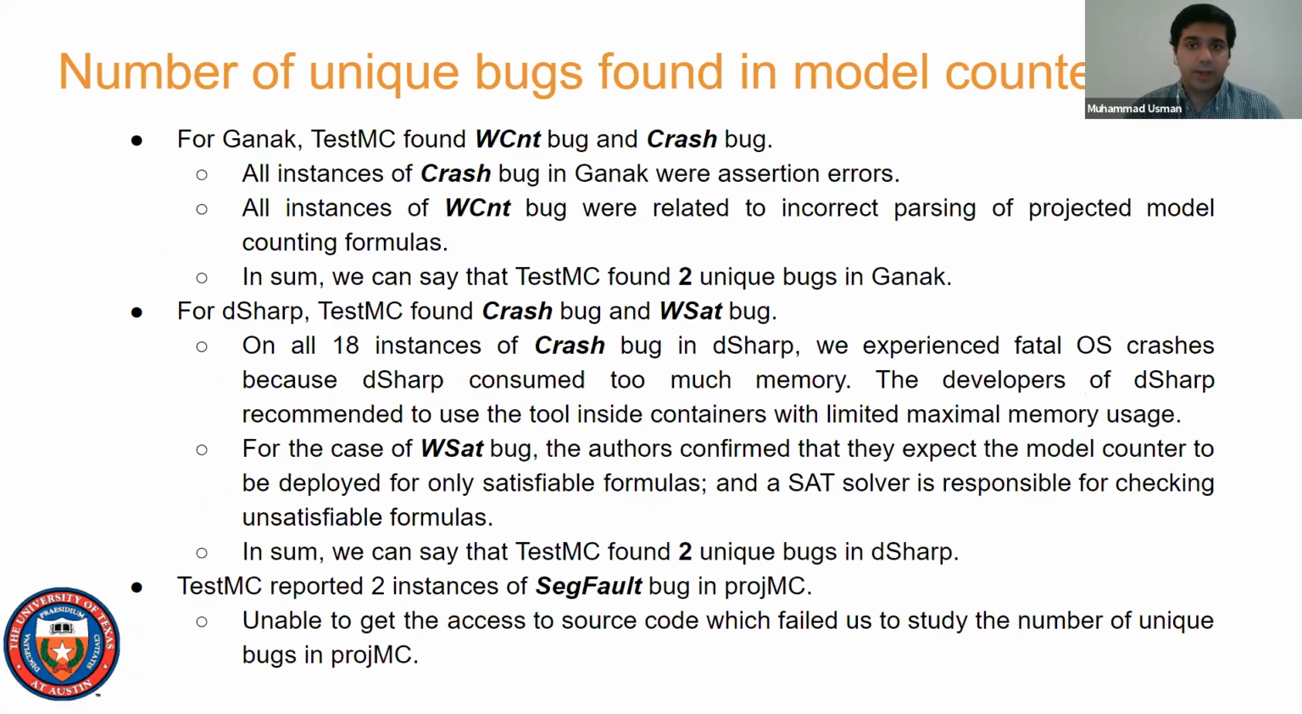All crash bugs in Ganak were assertion errors at the same point in the code. The bugs in the count were related to incorrect parsing of projected model count variables. So we consider them as two separate bugs. For TestMC, the crash bug was because it was using the maximum memory available on the operating system, so the operating system kind of crashed.